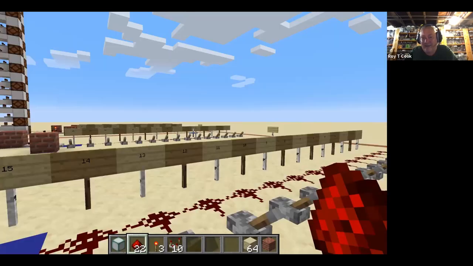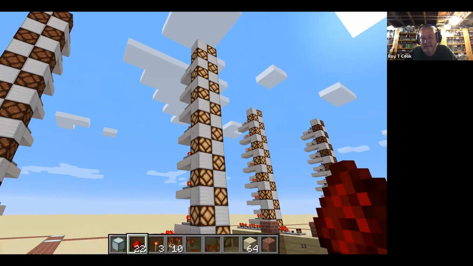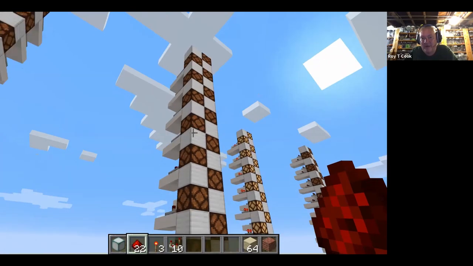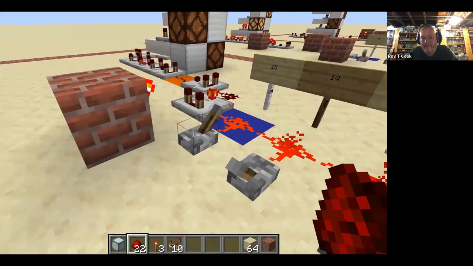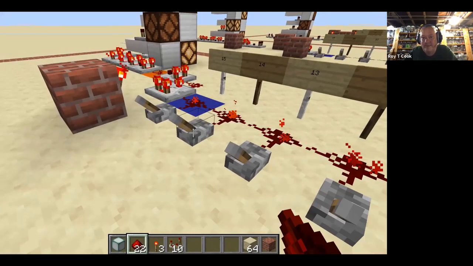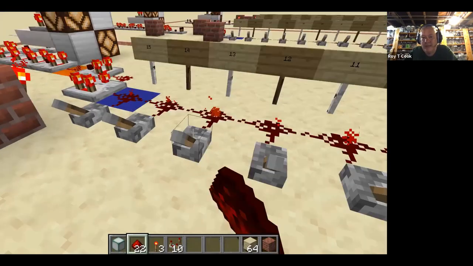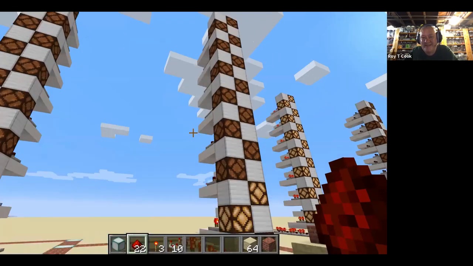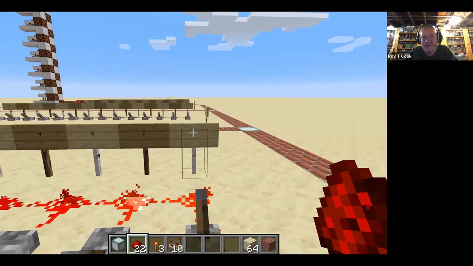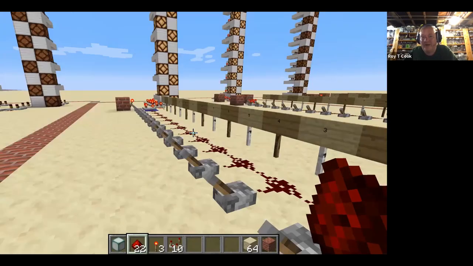So notice if we've got nothing on right now, an input of 0 gives us an output of 15. Right? It's charged all the way up. An input of 15 gives us 0, right? An input of 14 gives us 1. An input of 13 gives us 2. An input of 12 gives us 3, and so on, right? An input of 1 down here gives us an output of 14. So that's a sort of generalized choice negation within the Minecraft circuitry.